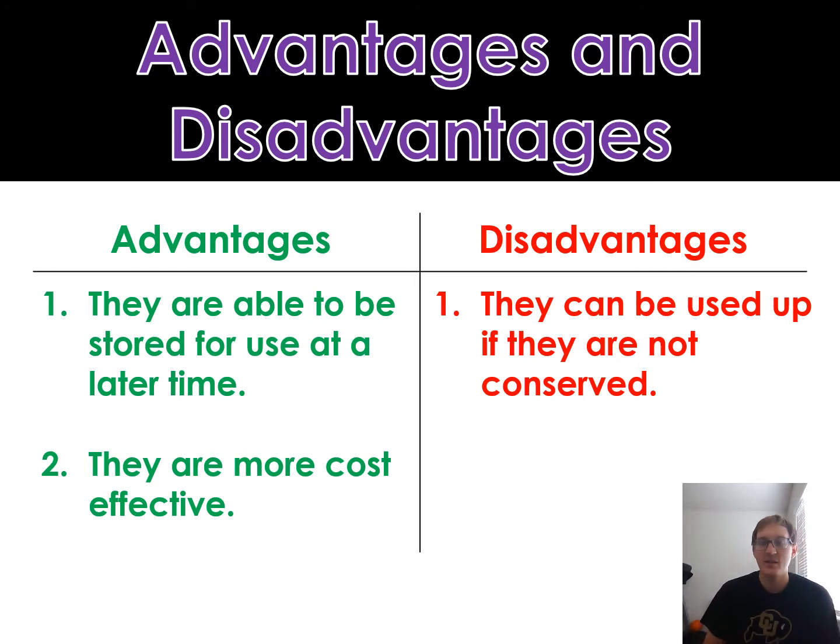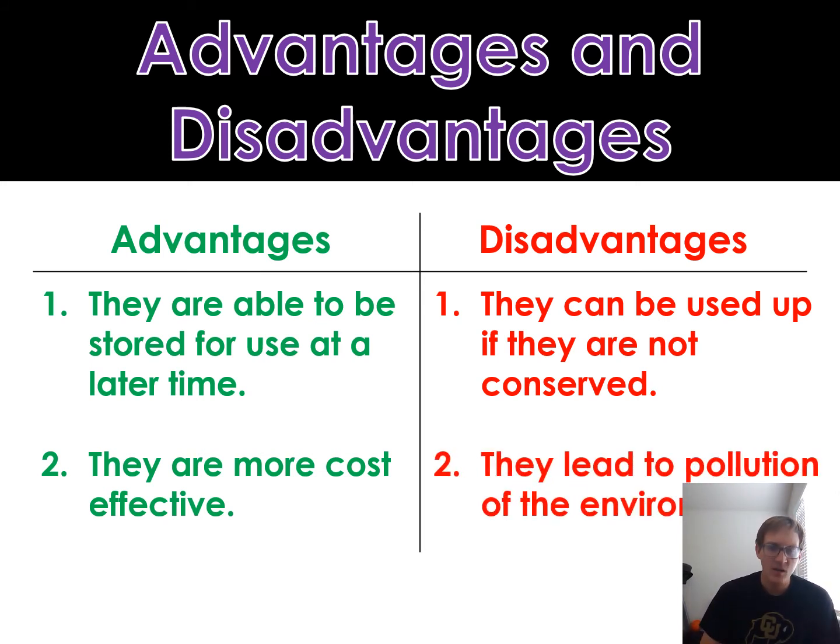Okay, disadvantages: they can be used up if they are not conserved. We can definitely run out of oil and coal if we did not care about conserving them at all. We could very easily run out of them very quickly. They also lead to pollution of the environment. They release greenhouse gases like carbon dioxide that trap heat. They warm our climate and that sort of thing. That's just another disadvantage. Again, remember that with all of these, there are individual advantages and disadvantages with each of them.